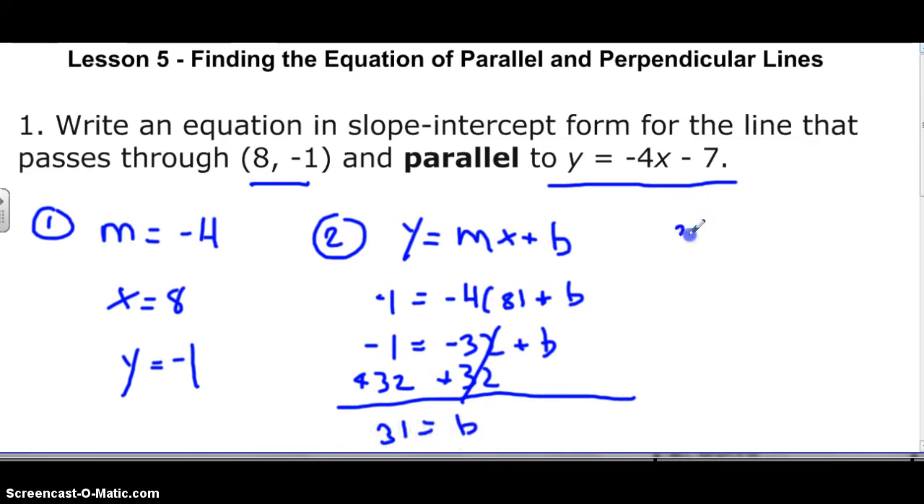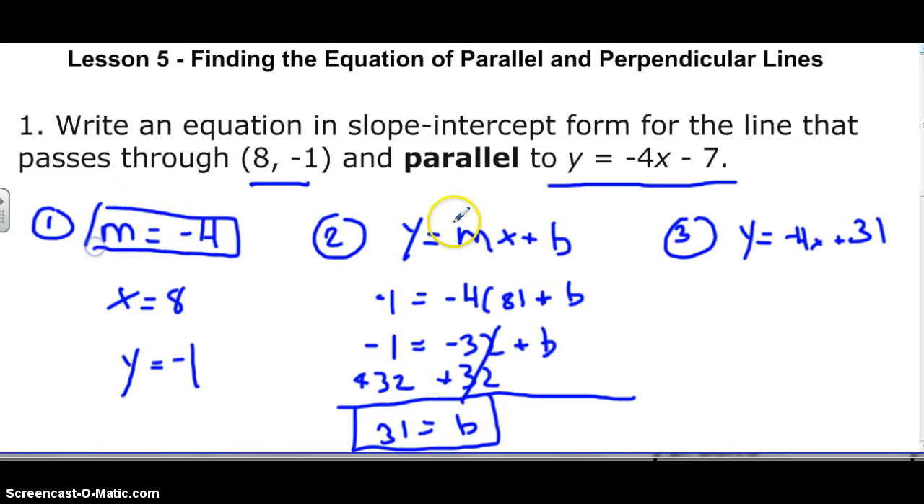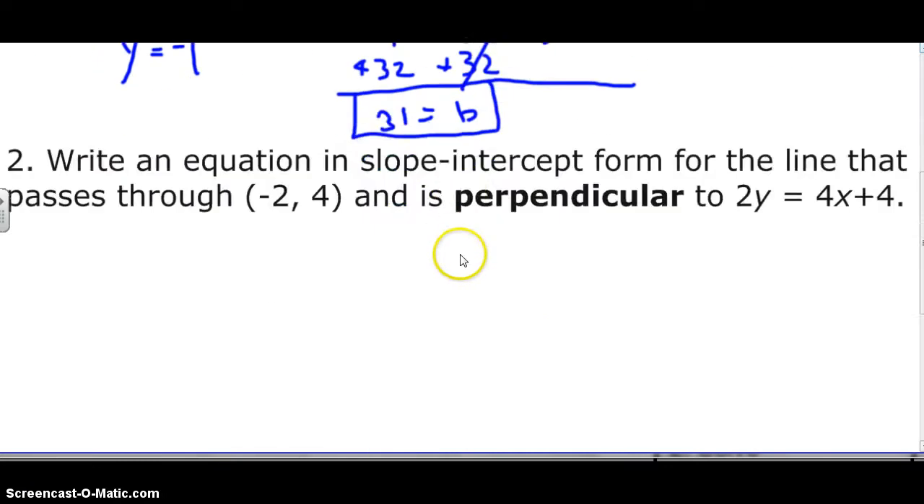Now the third step is just to put in the information that we need. The equation of the line is always in y equals mx plus b form. So we know our y is going to be equal to -4x, that's our slope, with a y-intercept of 31. So the final thing you have to do is just plug in what your b is and what your slope is. Done. This is the equation. Easy as that. Next one.